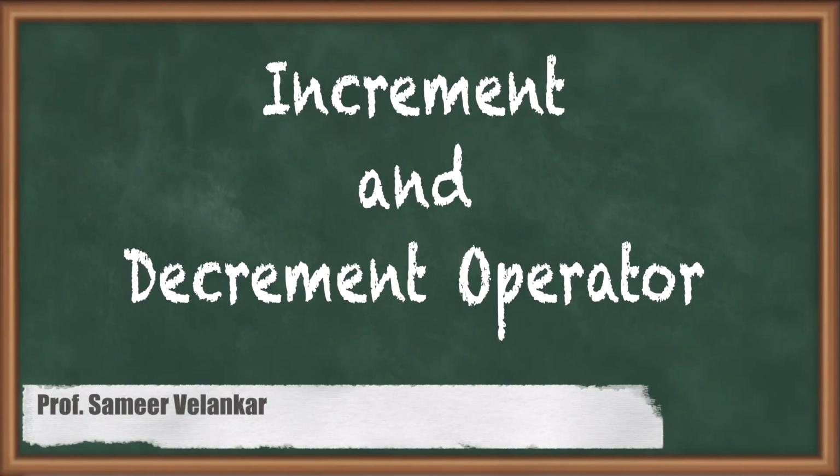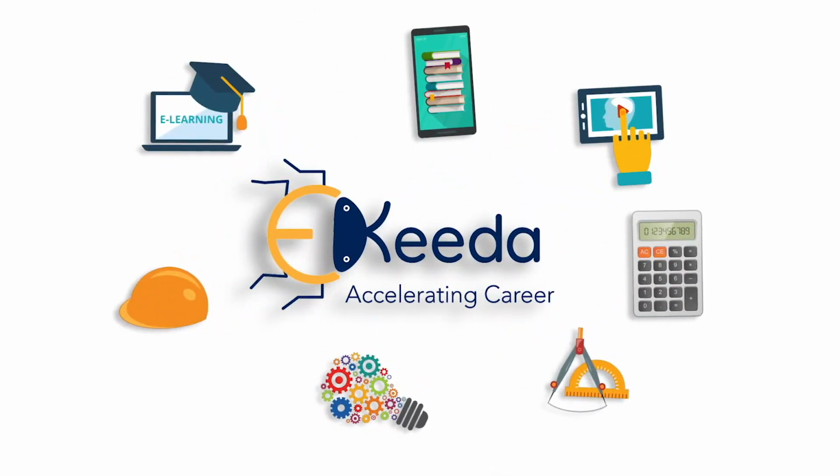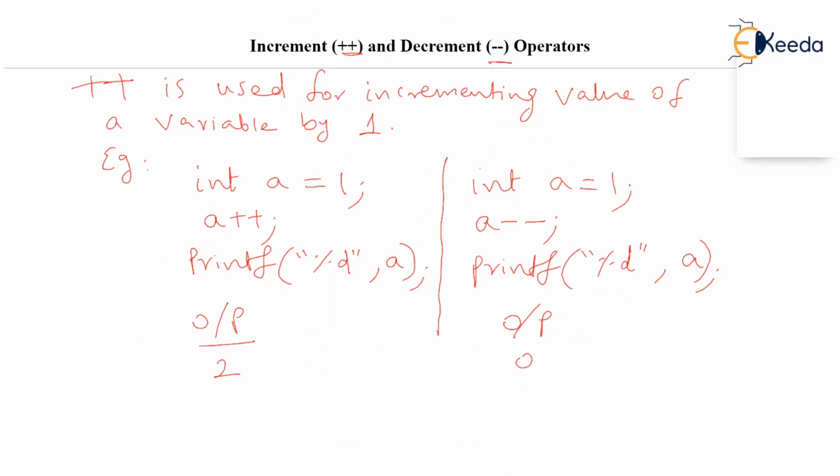Hello dear students. In this video we will be learning two more operators, plus plus and minus minus, which are called increment and decrement operators. As the name suggests, plus plus and minus minus are used for increasing or decreasing the value of a variable by 1. So plus plus is used for incrementing the value of a variable by 1. If plus plus is used on a variable, it will be increased only by 1.